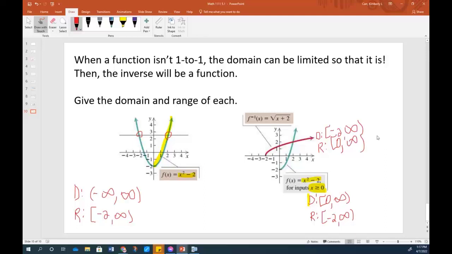So that's one of the things that you'll also look at within the homework. If they have a domain note put there, make sure that you focus on just that part, so that you can look at the part of the graph that you're wanting to look at. So if they take a function that isn't one-to-one, they can limit the domain, and then it'll be one-to-one, and that way the inverse will be a function.